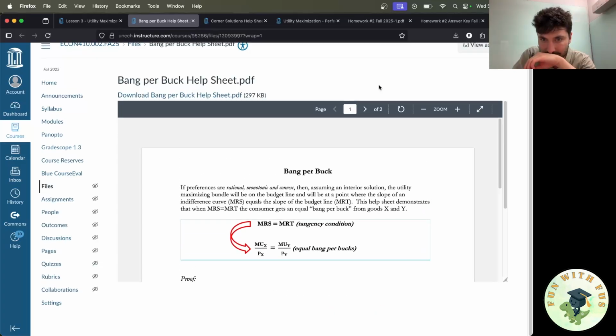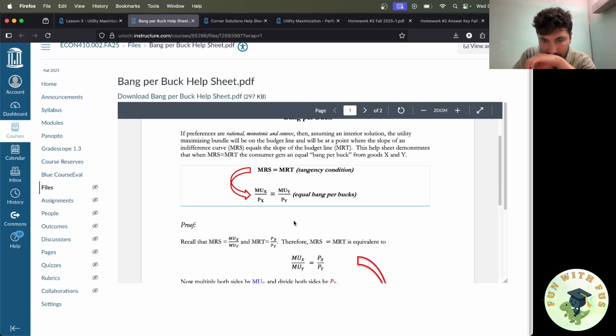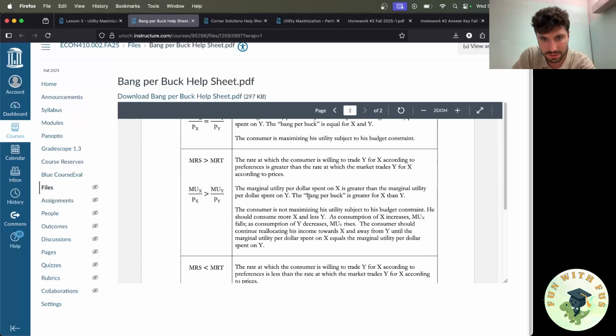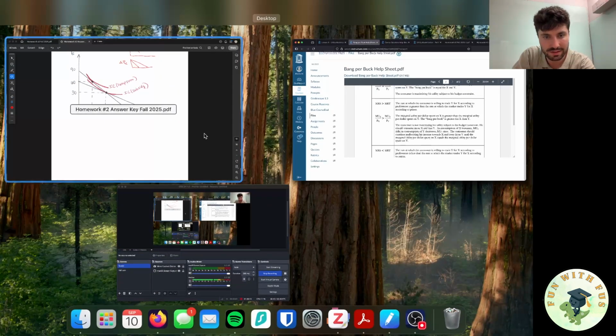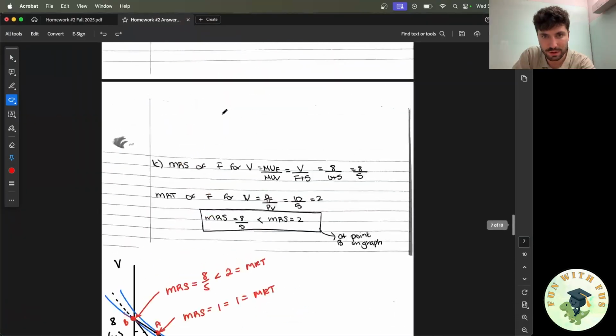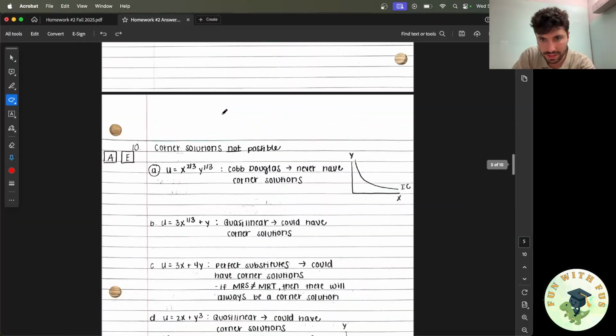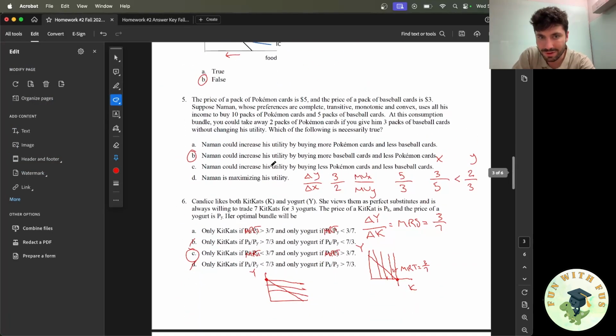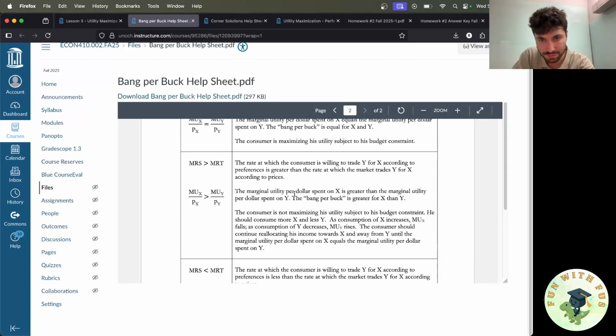The bang per buck help sheet, I think, would have been useful. It tells us the definition, what the tangency condition was, and what a bang per buck is. It is a little useful that it tells you the wording on this marginal utility stuff. Like on number 5, if you were wondering how to tell which one you would want to buy more of, then this help sheet would be super awesome for you.